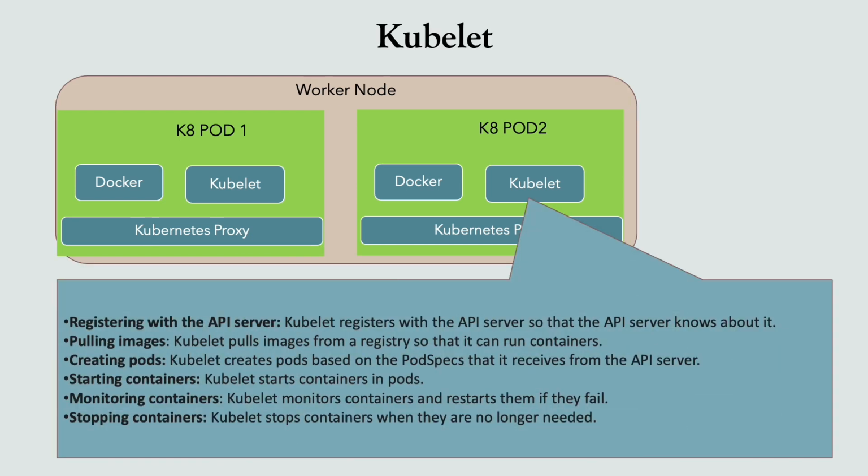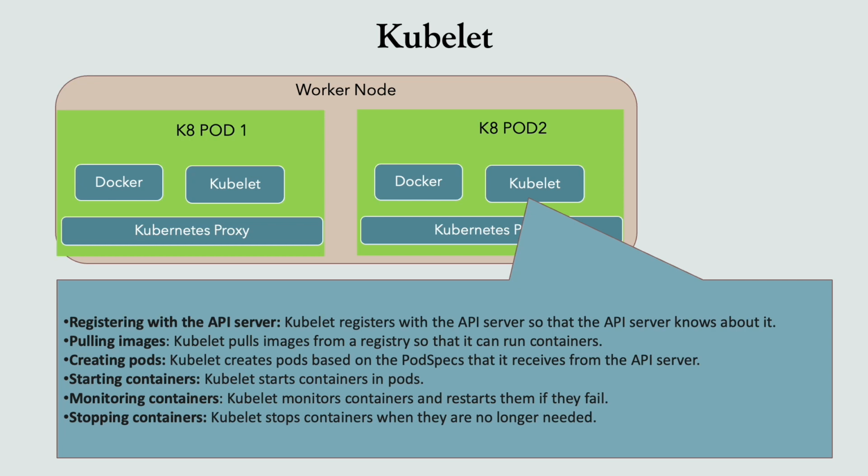Let's look at the kubelet component of the pod. The kubelet is the main component which communicates with the API server. First, it registers with the API server, making sure it is visible and known to the API server. It pulls the container image so it can run the containers, and it creates the pod.